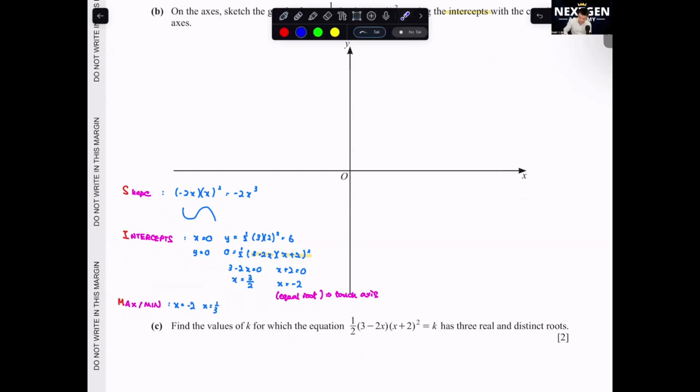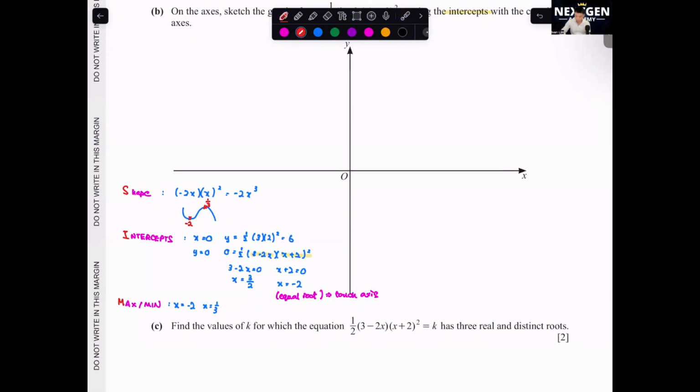Okay, since there are two turning points, the one on the left should be your minimum point, or we call it the local minimum. So this one will be negative 2, the turning point. Then the maximum point should be 1 over 3. Got it?